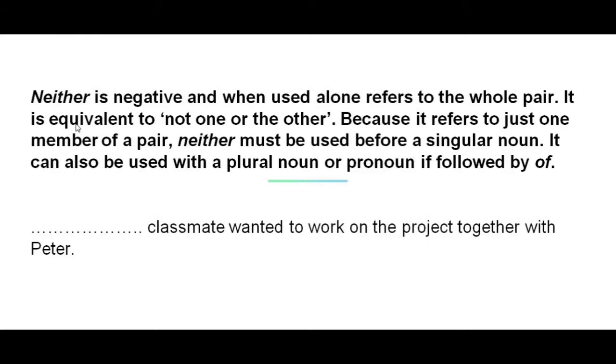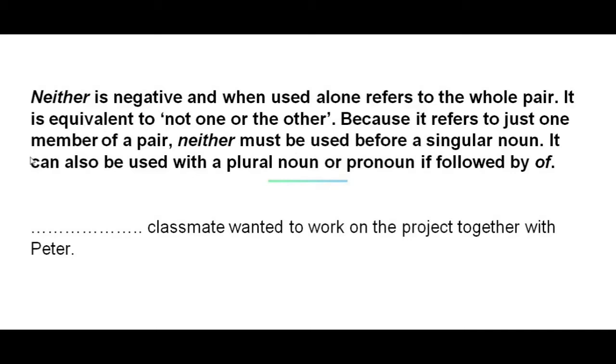Note that neither is negative, and when used alone refers to the whole pair. It is equivalent to not one or the other. And because it refers to just one member of a pair, neither must be used before a singular noun. Now it can also be used with a plural noun or pronoun, but it must be followed by of.